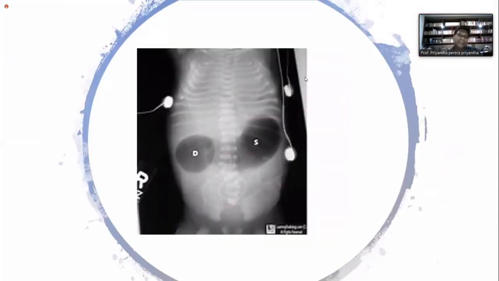Right. This is the baby who had bile-stained vomiting after birth. What is the diagnosis? Duodenal atresia, right? What appearance is this? Double bubble appearance, right? So this is the distended stomach. This is the distended duodenum, the first part of the duodenum.